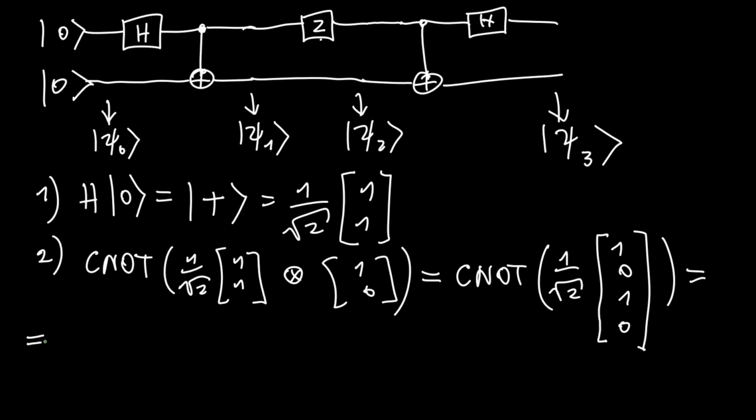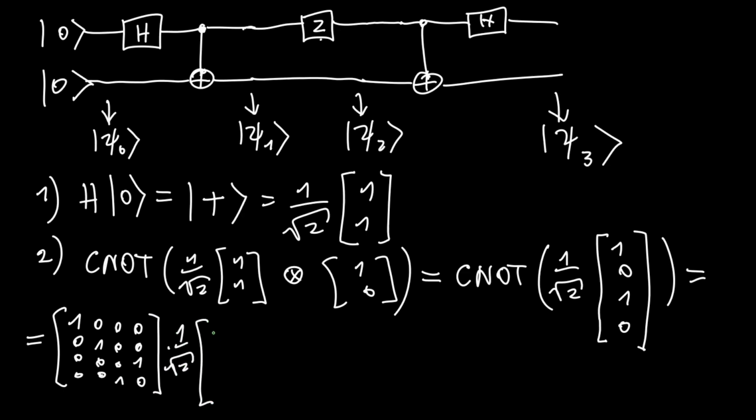And then we apply the CNOT gate, so it's gonna be 1, 0, 0, 0, 0, 1, 0, 0, 0, 0, 0, 1, 0, 0, 1, 0, times 1 over square root of 2, 1 0 1 0. So we're basically picking the first thing. Our first thing is 1. Oh, don't forget this thing. Sorry, 0. The first thing is 0.